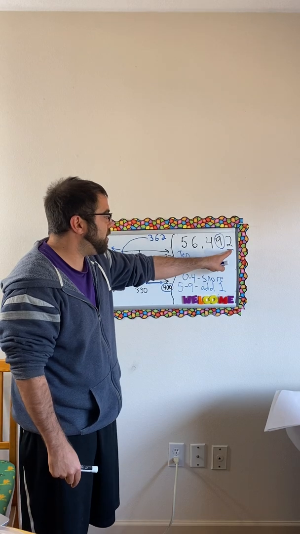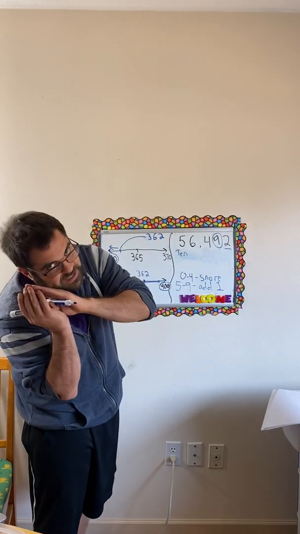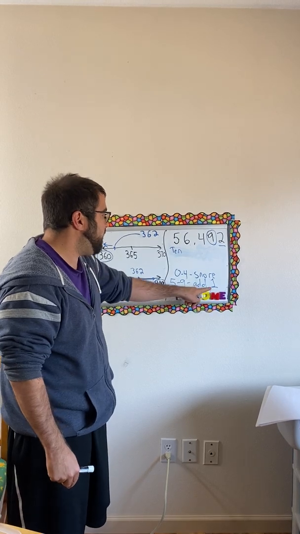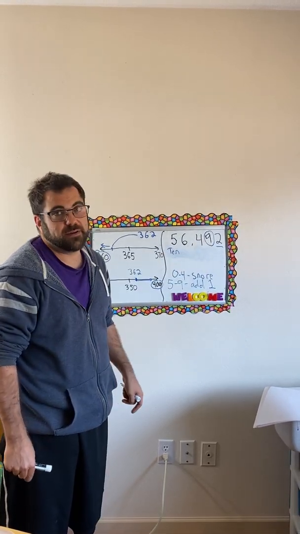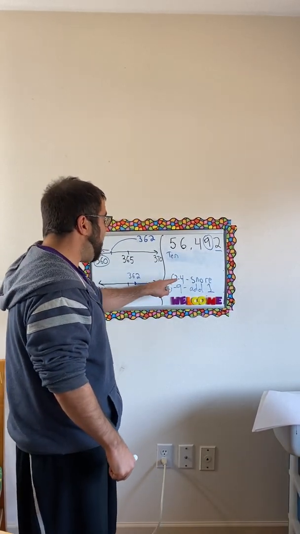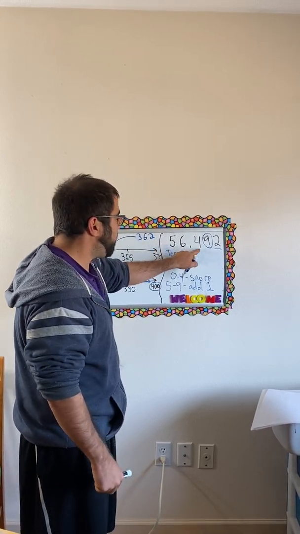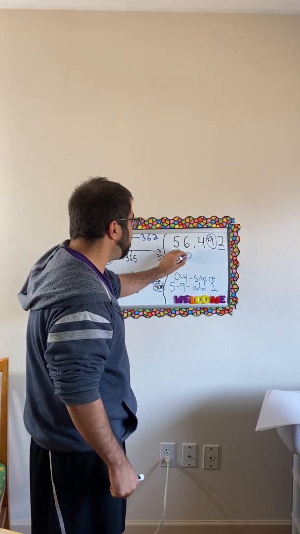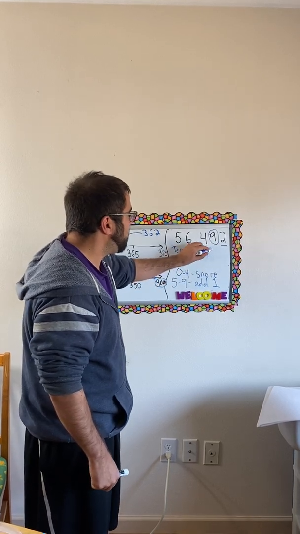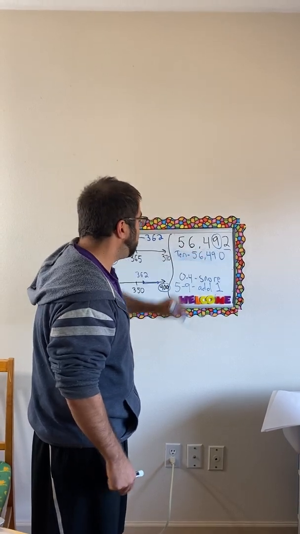And that underlined number, if it's between 0 and 4, you let the 9 snore. It stays the same. If this number that's underlined is between 5 and 9, we add 1 to the 9. But because our 2 is between 0 and 4, when we round to the nearest 10, we keep all of our other digits in front the same to the left. So 56,490, and we're going to let it snore. So it stays a 9, and the 2 becomes a 0.